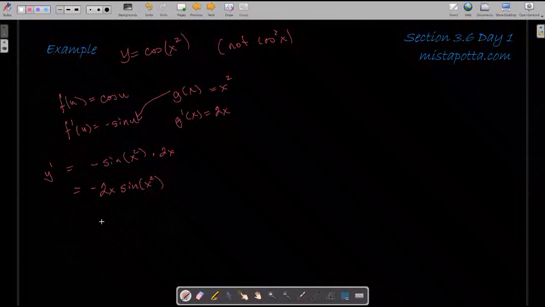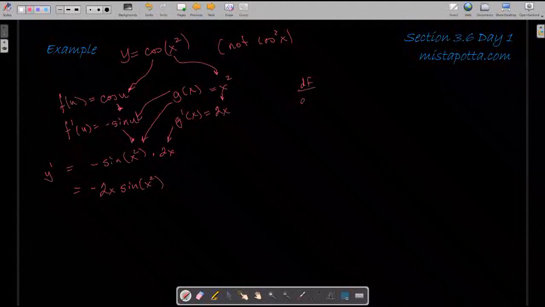So again, it's this composition of functions, being able to take an original function and breaking it down into its two components, taking the derivative of each one of these components separately, and then combining them in the appropriate order. This idea of the derivative of f with respect to u times the derivative of u with respect to x, where u is g.